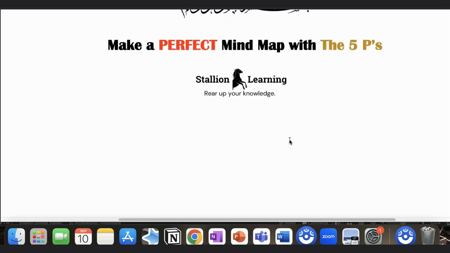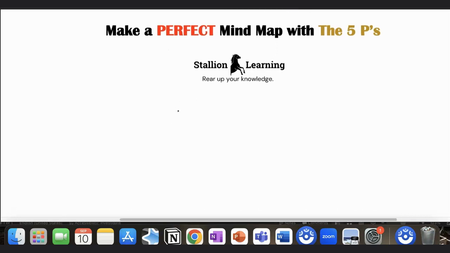So I've made a few rules up. It's called the 5 Ps. I've made it up myself. And the first P that I want to talk about, just to get into it. So these are like golden rules that you can follow to make a framework for your mind map. The first one is placement.